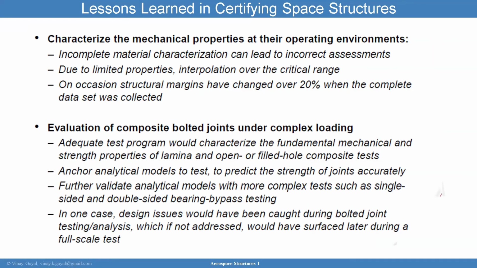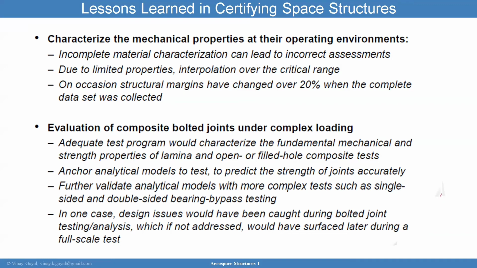So examples of where cutting corners on the building block approach has caused issues. That entails, for example, if you characterize the mechanical properties at the operating environment and you only test it at particular temperatures, but not over the whole critical range, the incomplete material characterization can lead to incorrect assessments. So, in one occasion, we saw structural margins changing over 20% when the complete data set was collected. As a consequence, what that led to was a catastrophic failure event.